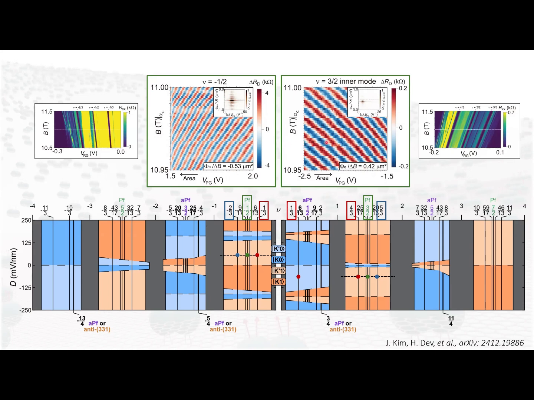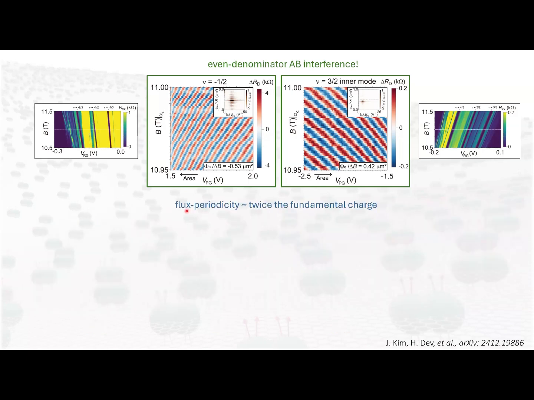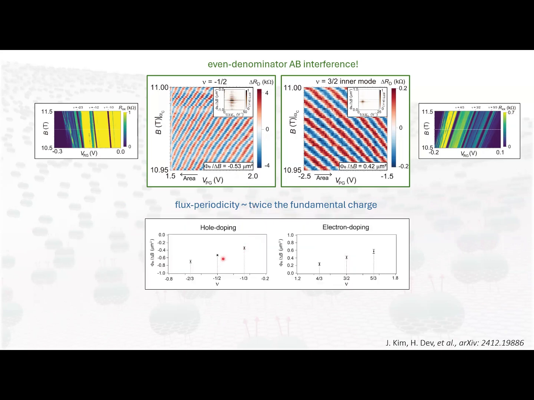Now, these measurements are actually one of the first measurements seeing even denominator Aharonov-Bohm interference. And I'm just stressing here where the area is changing, because this is for holes and this is for electrons, so it might be confusing, but both of them are Aharonov-Bohm. What's important here is that the flux periodicity is twice the fundamental charge, because one would expect to see 4 phi naught, but we see 2 phi naught. And if you add this flux periodicity to the graph that I showed before, you see similar behavior, okay? The flux periodicity follows the filling factor instead of the fundamental charge, which is really not understood.